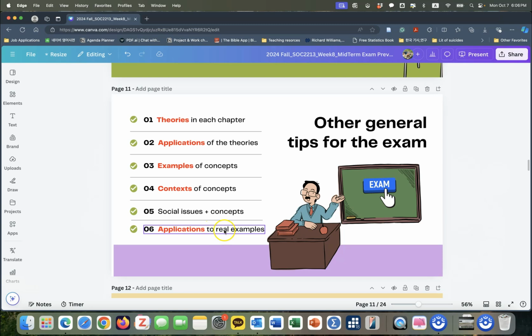Application to real examples goes very well with the application to theories. So if you can start to think about that. As I already covered, I provided you the 5 topics, and you can try to think about what are some possible examples from your own experiences or others' experiences.